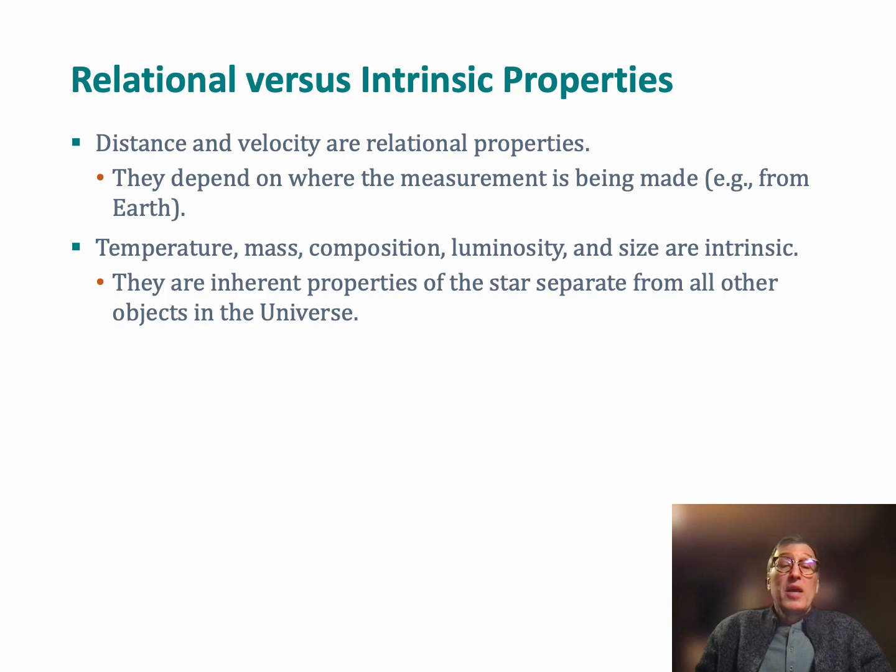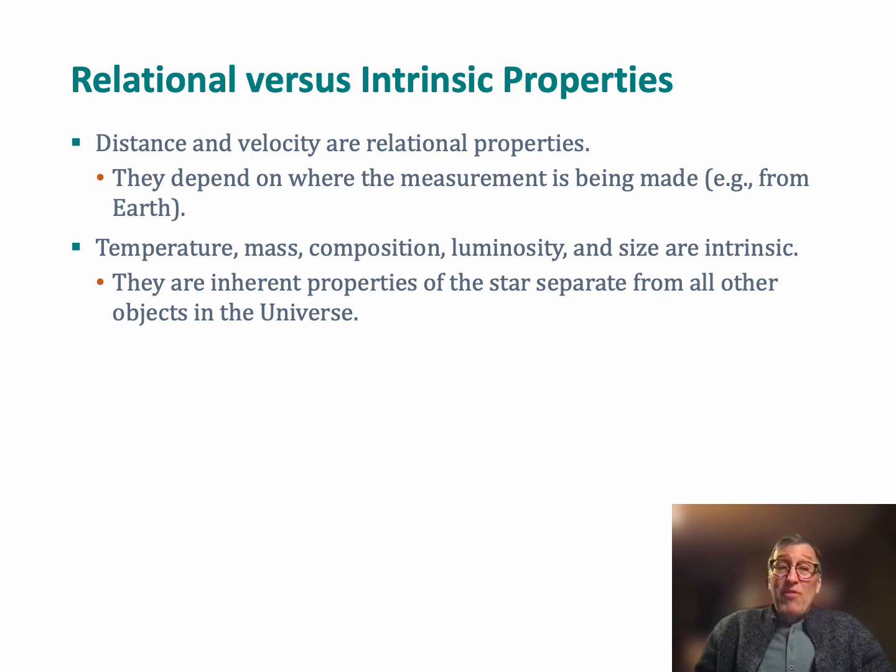from us. And that brings us to the idea of relational versus intrinsic properties. A relational property depends on where we're observing from. In other words, distance, as an example, is a relational property. If we're close to something, then the distance to it is small. If we're far away, the distance is large. That's really obvious.